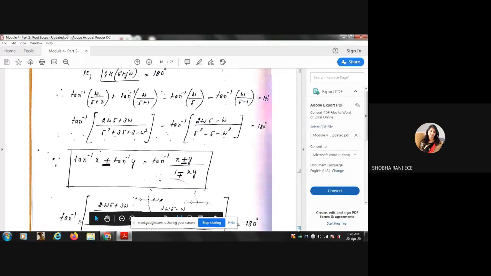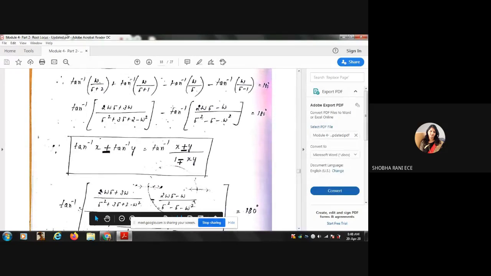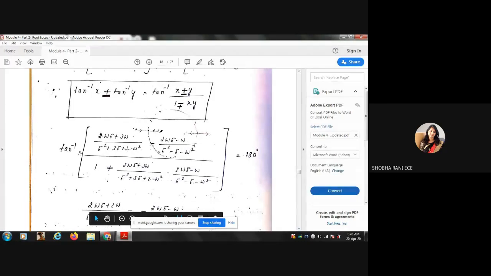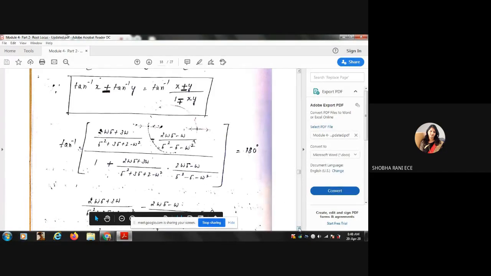Next what I will do, I have two terms now, tan inverse of x minus tan inverse of y. Apply the formula: tan inverse of x minus tan inverse of y is equal to tan inverse of x minus y by 1 plus xy. So when I do that, I get the equation like this. You can see here. So next step, I just applied the formula, then it is equal to 180 degree.